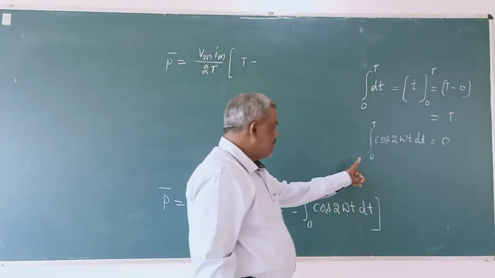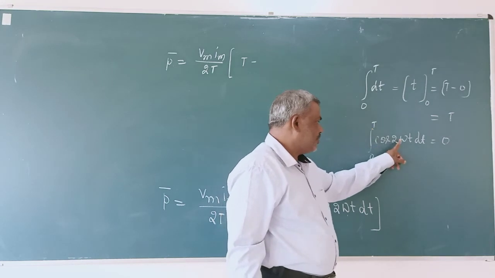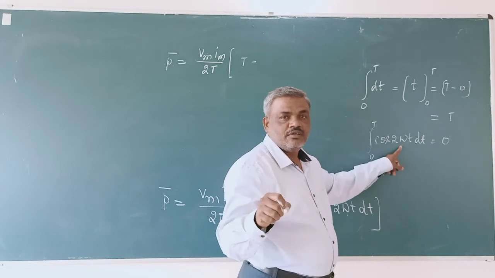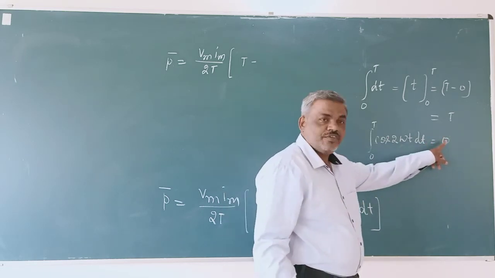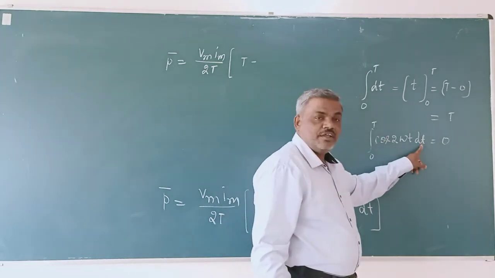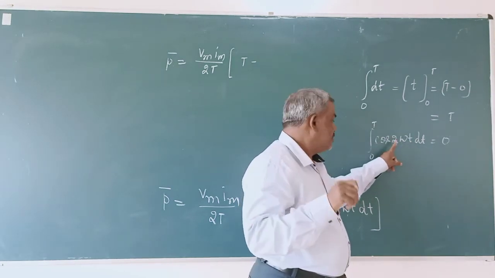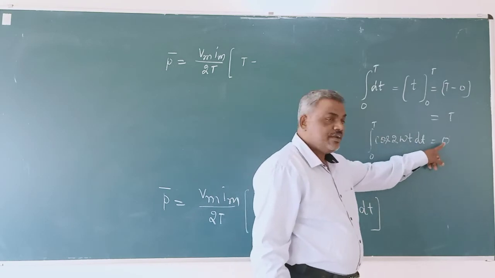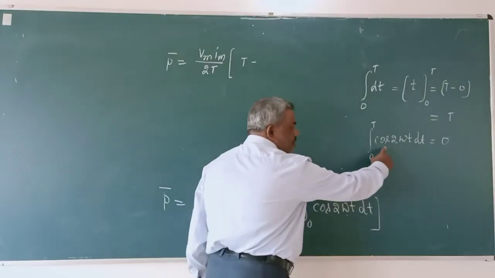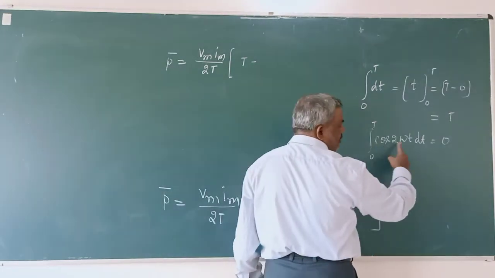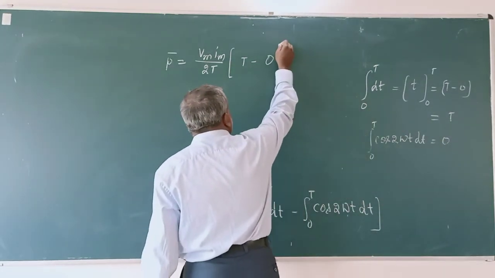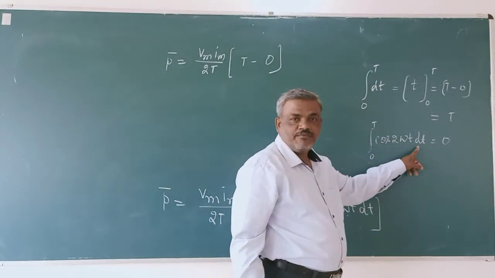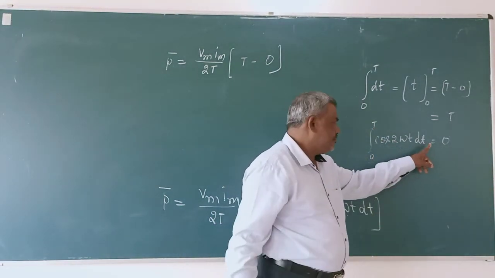Now integral 0 to T cos 2 omega t dt. In mathematics, this value is 0. Integrating cos 2 omega t dt gives sin 2 omega t by 2. After substituting limits, finally you get 0. So in the examination, we mention this value directly as 0. Integral 0 to T cos 2 omega t dt is directly 0.